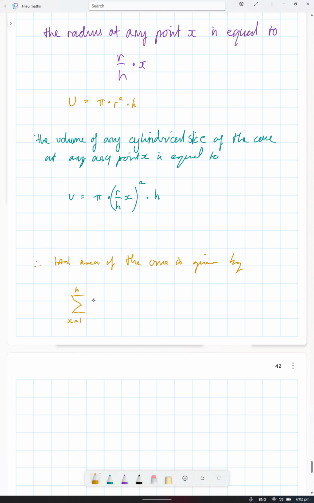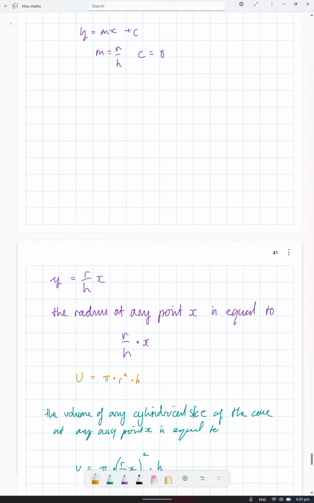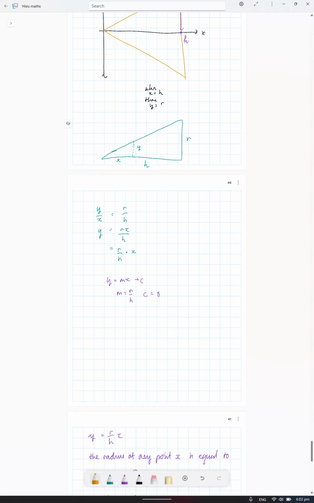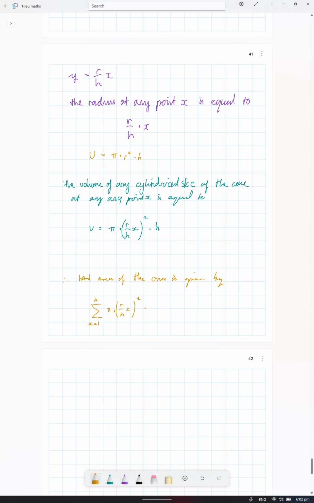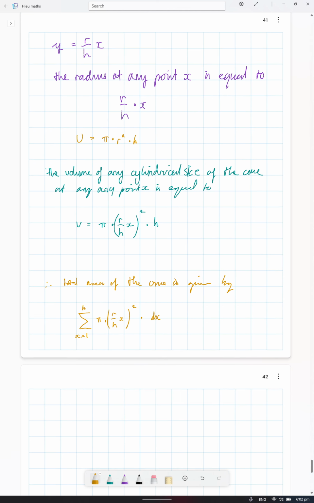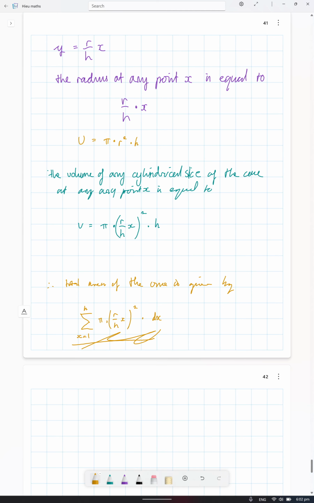And then the summation of pi multiplied by r over h multiplied by x, squared, multiplied by h. And what is h in this case? Remember, what is the height of the slice? dx. The height of the slice is dx. So what's going on? Why does this look so familiar? Why is that dx at the end?